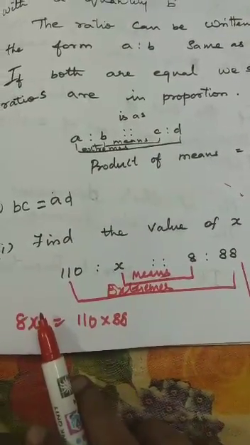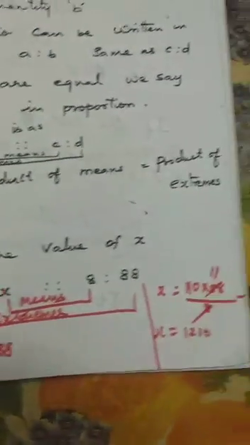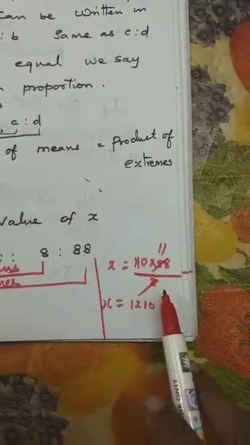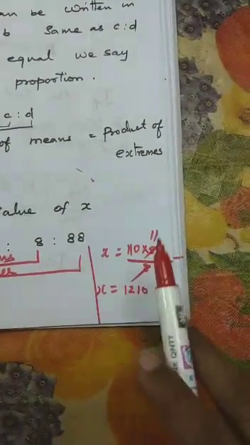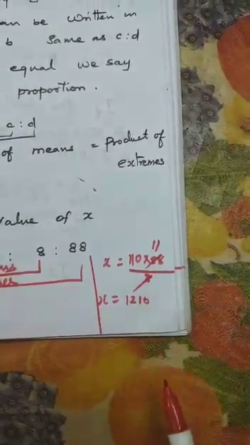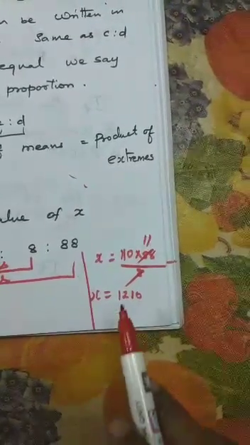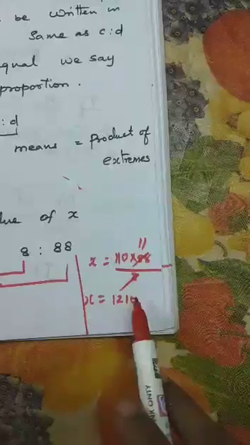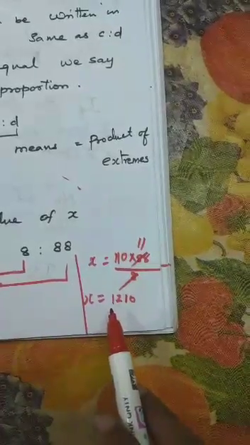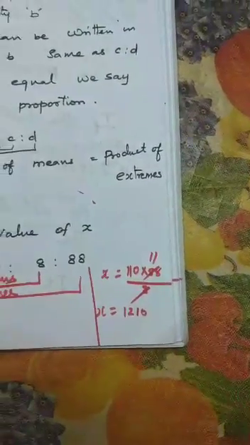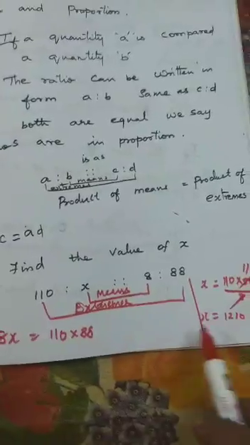You keep X here itself. You bring the 8 that side, means it will come to the denominator, isn't it? Now you cancel this. It will come as 11. So 11 eights are 88... 11 tens are 110, so X is equal to 1210. Okay.